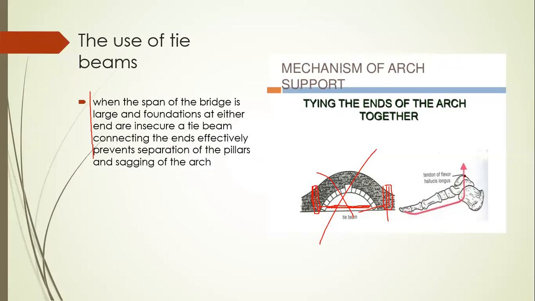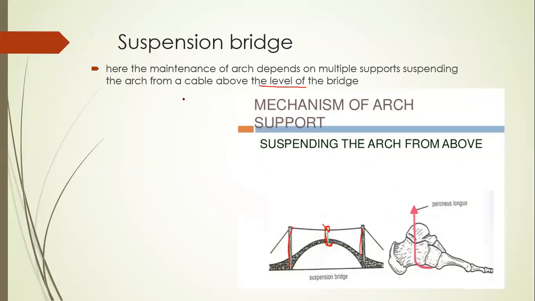Here, as an example, the tendon of flexor hallucis longus of the medial arch is the tie beam. And finally, another important structure is a sling which holds the arch. It is the sling. If this structure is also absent, the arch will collapse.